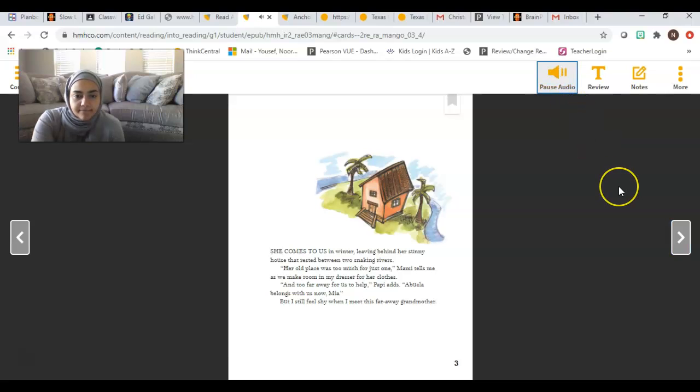She comes to us in winter, leaving behind her sunny house that rested between two snaking rivers. Her old place was too much for just one, Mommy tells me as we make room in my dresser for her clothes. And too far away for us to help, Poppy adds. Abuela belongs with us now, Mia. But I still feel shy when I meet this faraway grandmother.